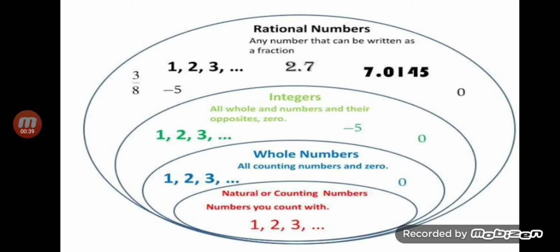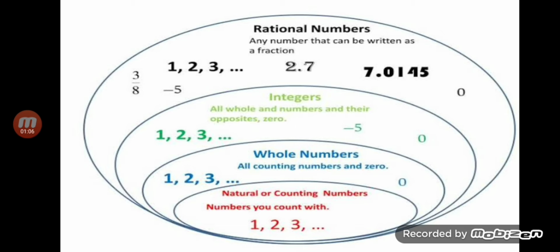What do you mean by natural numbers? Counting numbers, or numbers you count with, like 1, 2, 3. So it starts from 1. So 1, 2, 3 up to infinity are called natural numbers. Then what do you mean by whole numbers? All counting numbers along with 0 are called whole numbers.